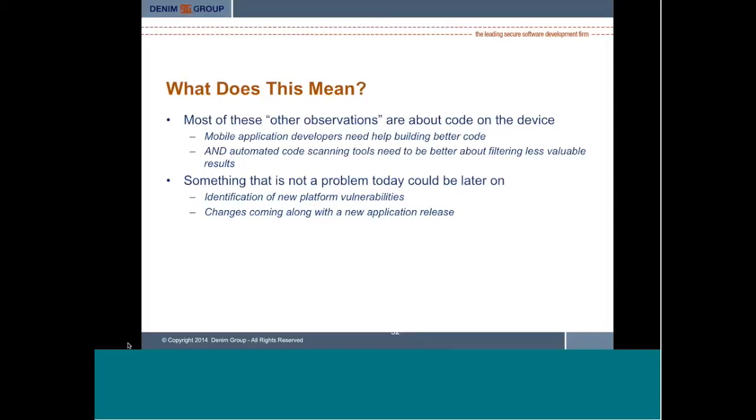What does this tell us? Mobile application developers need some help building better code, right? People have been building web applications for quite some time. Mobile applications, especially modern iOS and Android mobile applications, are a lot newer. And so developers, just from a sheer quality standpoint, often don't necessarily know the best practices of what they're supposed to do.